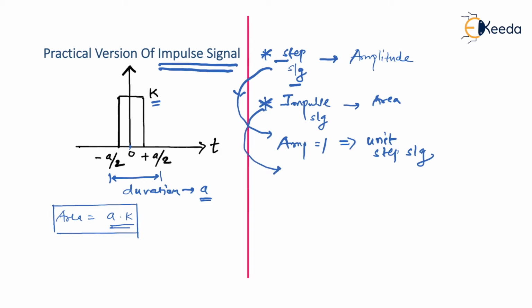In this context, I can say when area equal to 1, it is a unit impulse signal. Is that right? So let us understand what is exactly meant by unit impulse signal and how it really looks like. A unit impulse signal is such that area should come out to be 1. When I say area, it is nothing but L into B. So the length was K and breadth was A, which should be equal to 1.